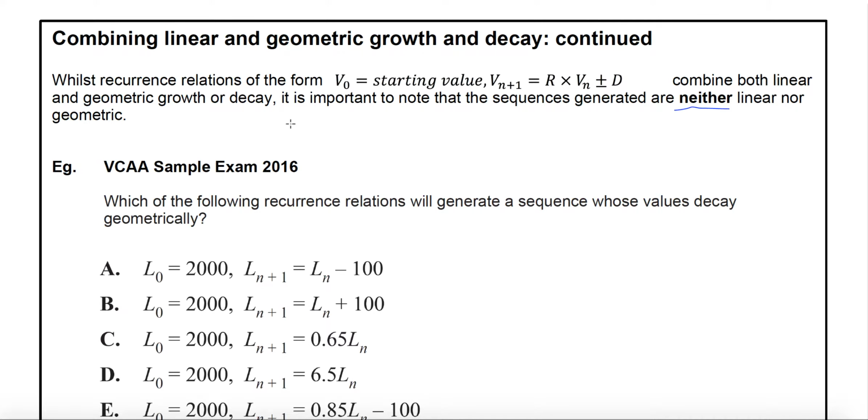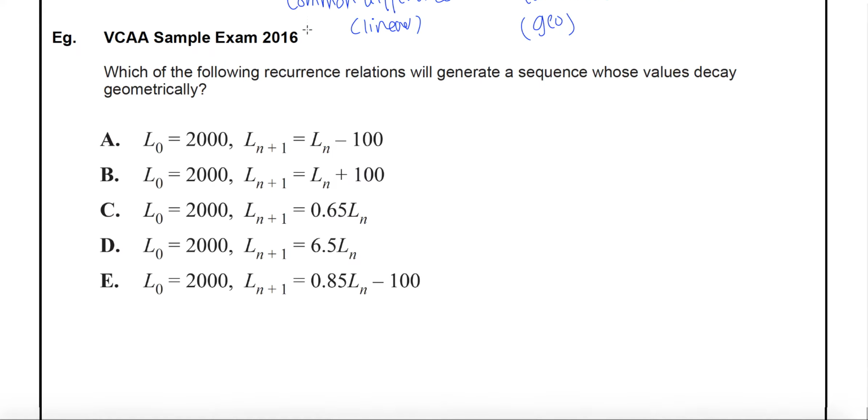Because remember, for linear sequences, we want a common difference. So common difference if it's linear, and if it's geometric, I'm just going to write geo, we want a common ratio. So if it doesn't have those things, then it's not linear and it's not geometric either. So in the past, there's been a bit of confusion because we're stating here that we're combining the linear and the geometric. So then you sort of think that the sequence will be both of those things. However, when you combine them, you get neither of the two.